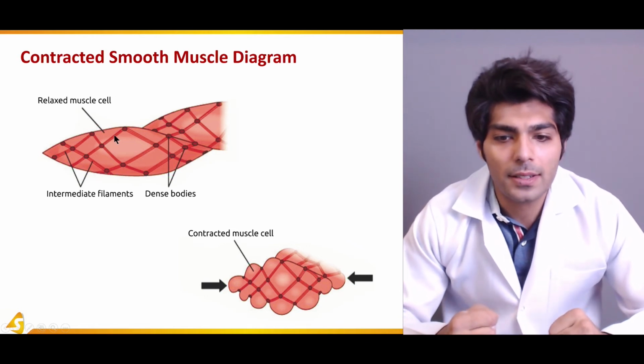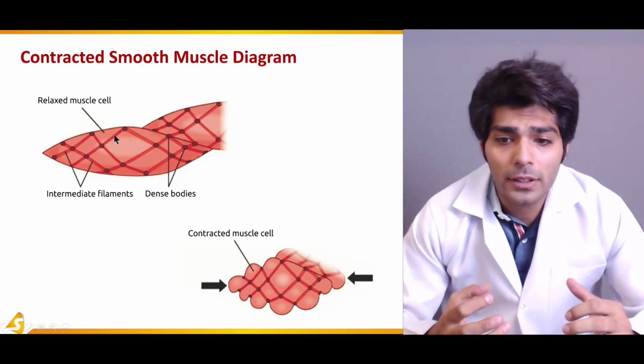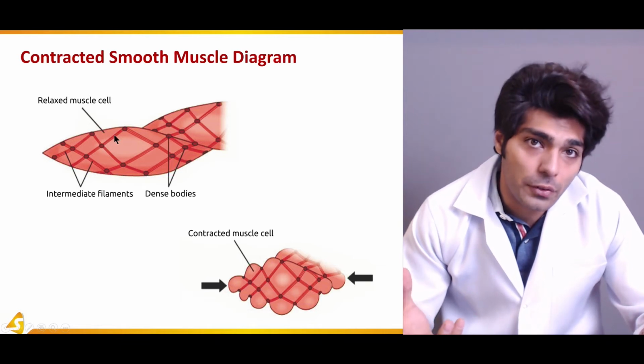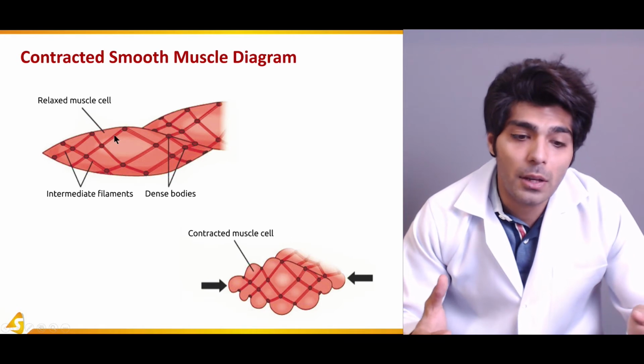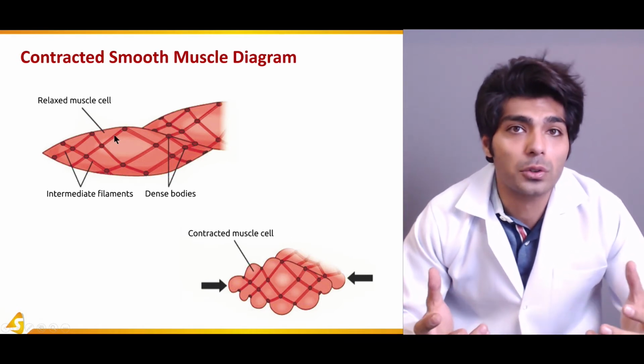That is why there are no prolonged tones of contractions in the skeletal muscle, while in the smooth muscle, because of decreasing the size to almost zero, there are prolonged tones of contractions.